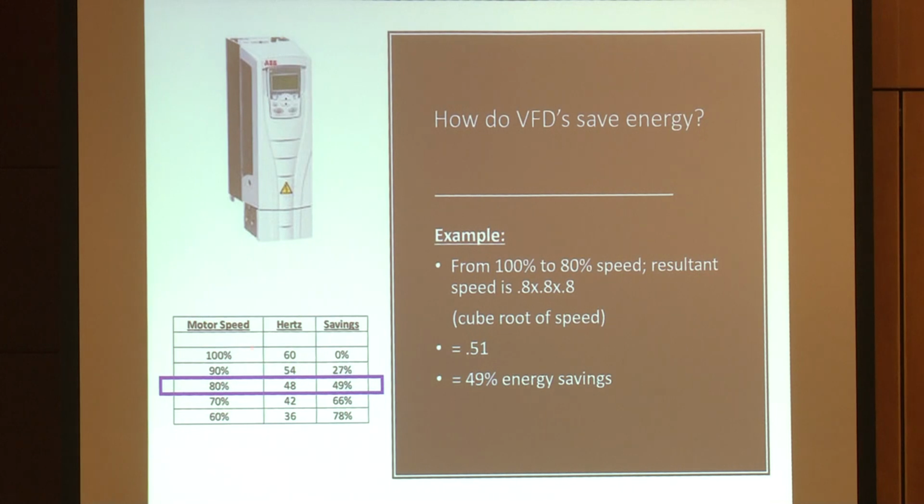And as you can see, at 100%, 80% is 49. You go to 70, you're at 66. If you go to 60%, you're at 78% savings, which is amazing, right? It's very amazing. So it's good stuff.